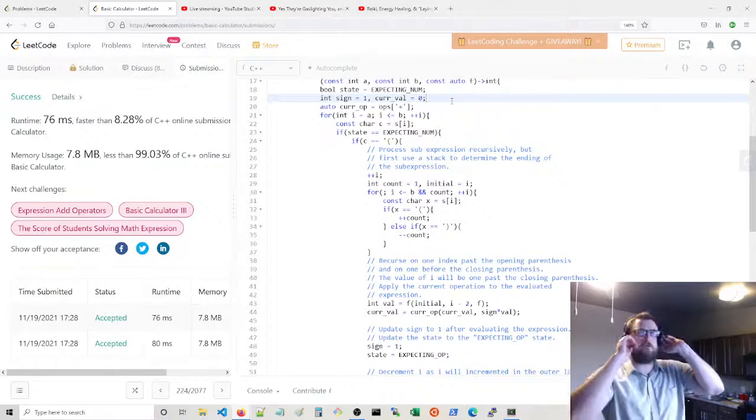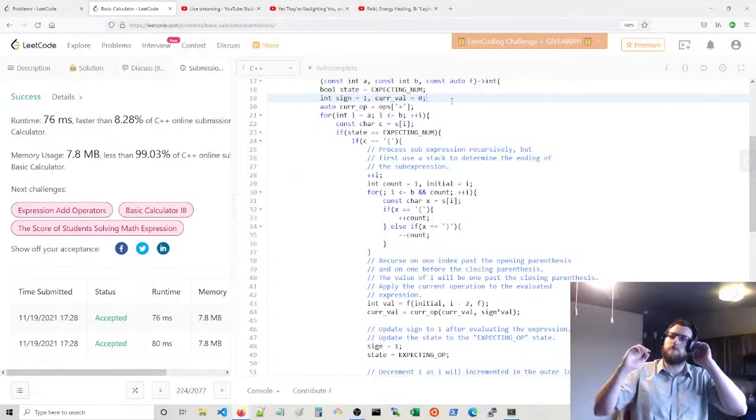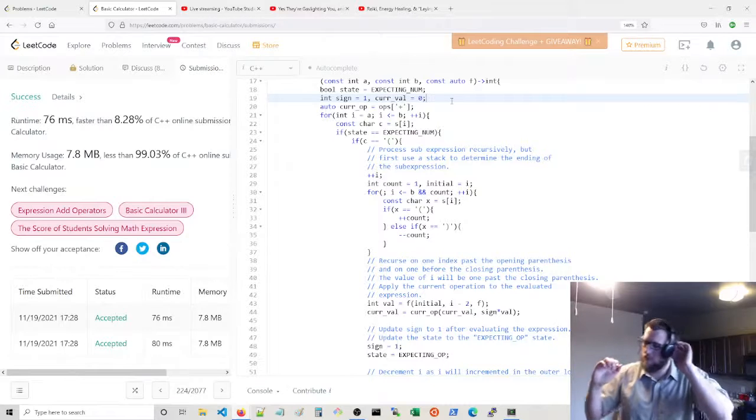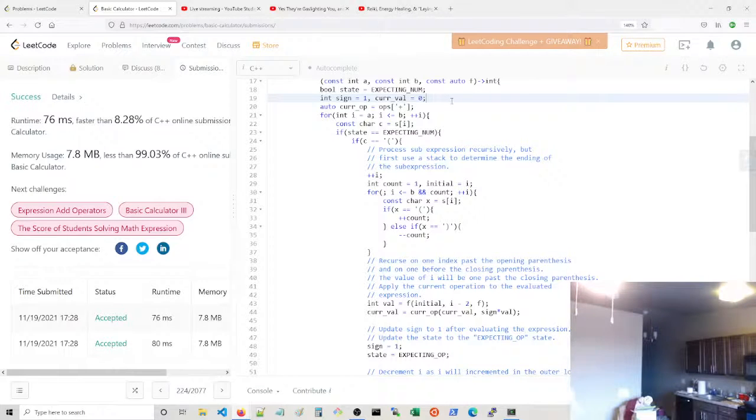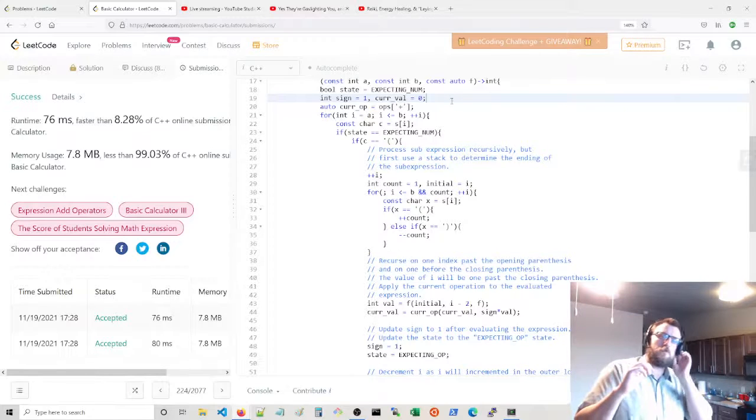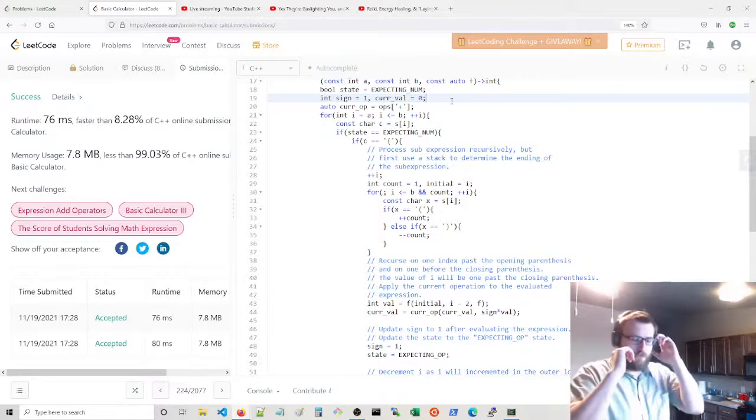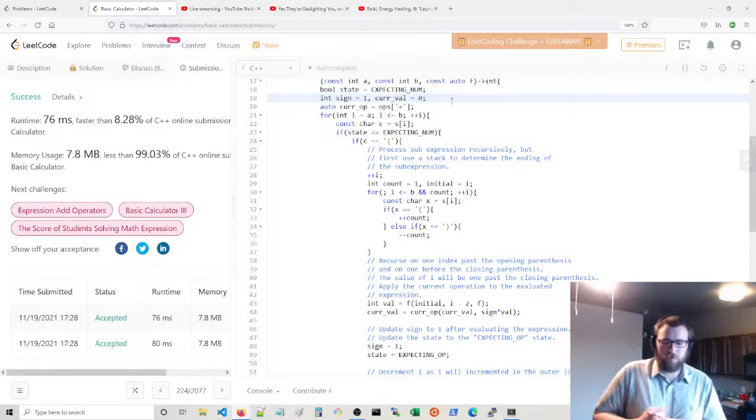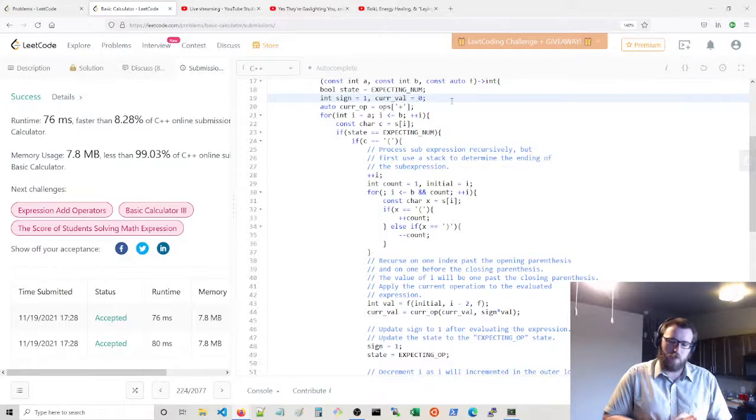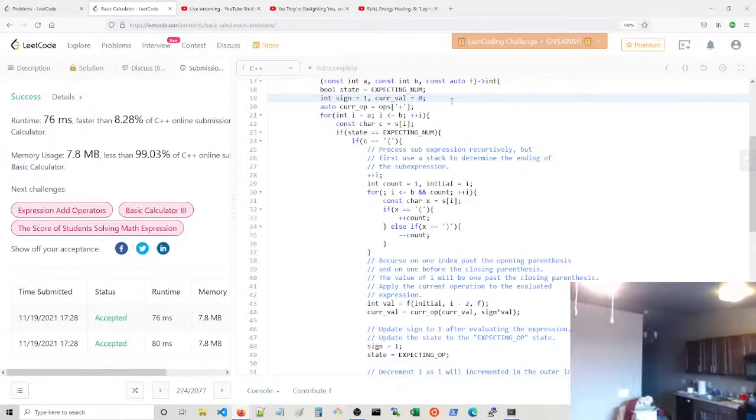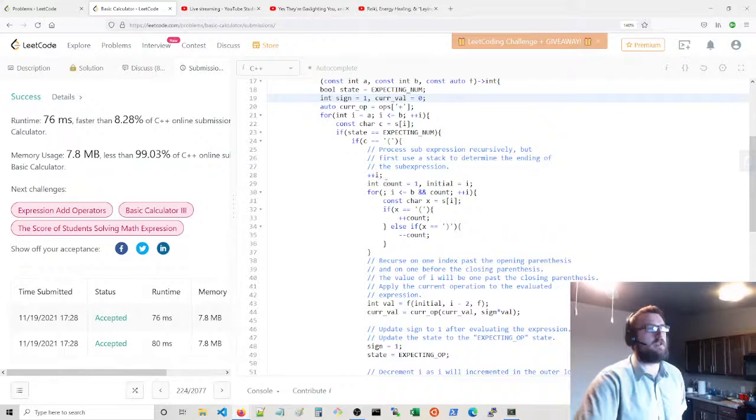I don't want to say it's like an in-order traversal, but it's really like a post-order traversal. Yeah, because you do the left subtree and the right subtree, and then add them together. So it's very much a post-order traversal, which is not too hard to do with a stack.